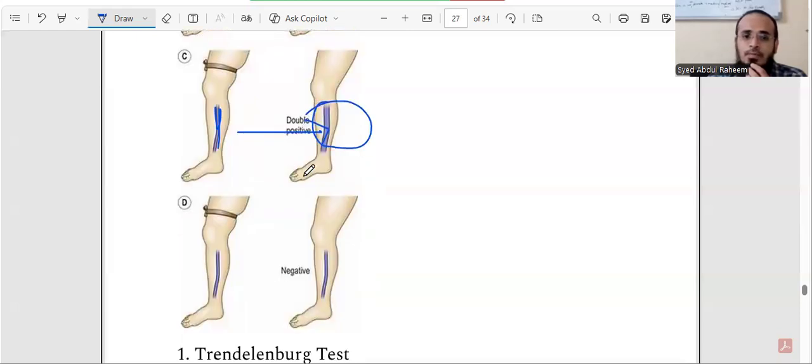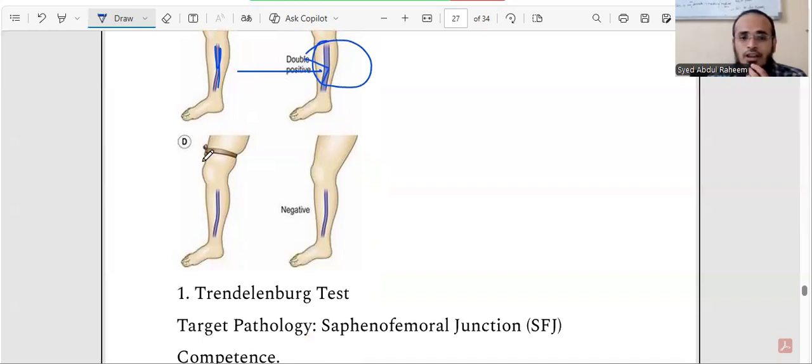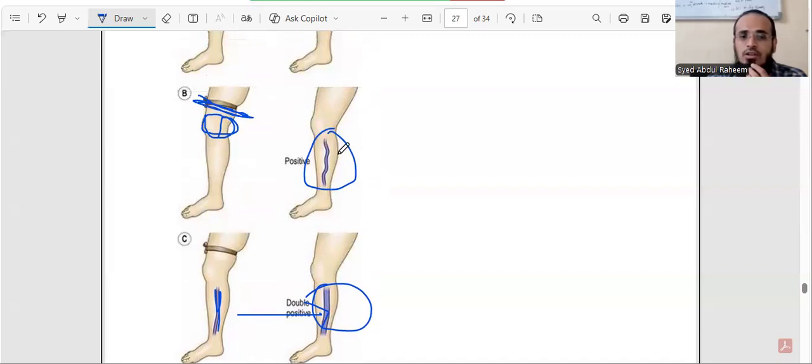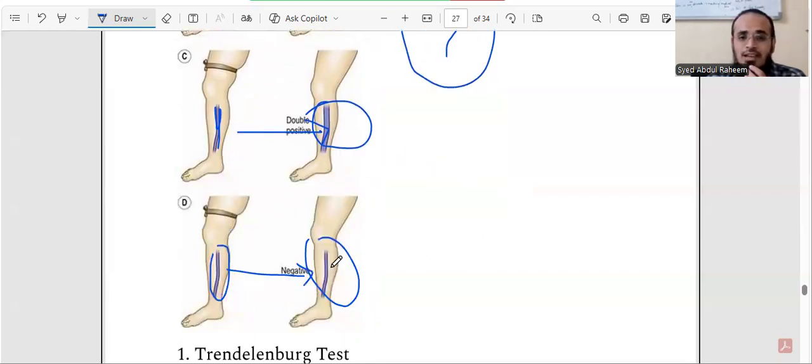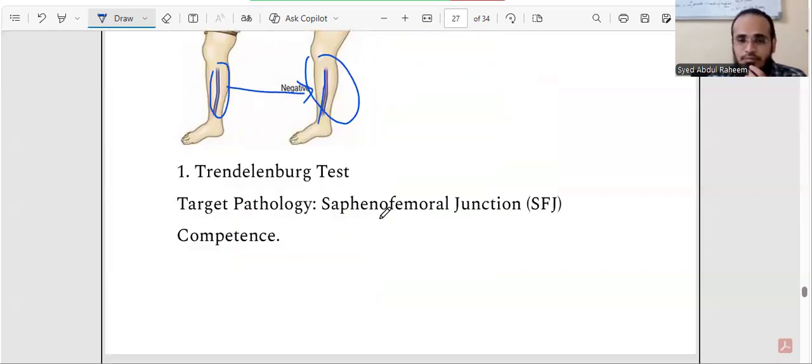After tying, what will happen? If it is visible and after loosening also it is visible, it means negative. So you have to see the tortuous veins. Tortuous veins are very, very important. If the veins are visible like this, it means positive. If veins are not visible like this, it's negative.